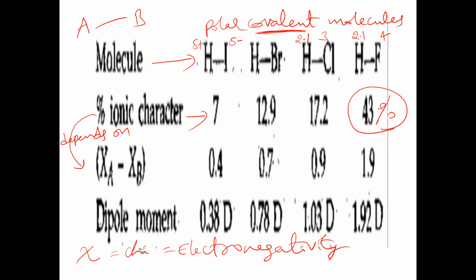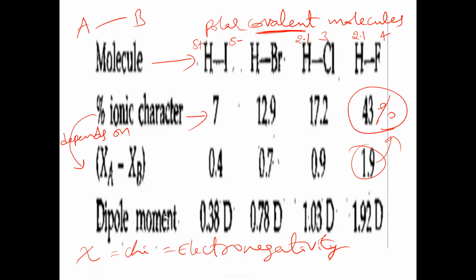So chi indicates the electronegativity of the element. Now, if there is more difference in electronegativity, the percentage of ionic character will be more. So the chi A minus chi B values here are 0.4, 0.7, 0.9, 1.9. The more the difference in electronegativity, the greater the percentage of ionic character. Is that clear? Next.